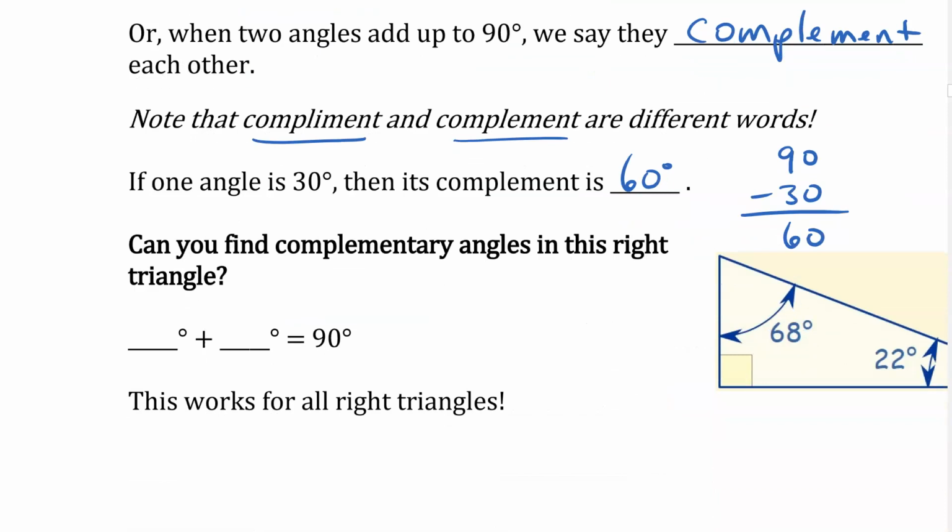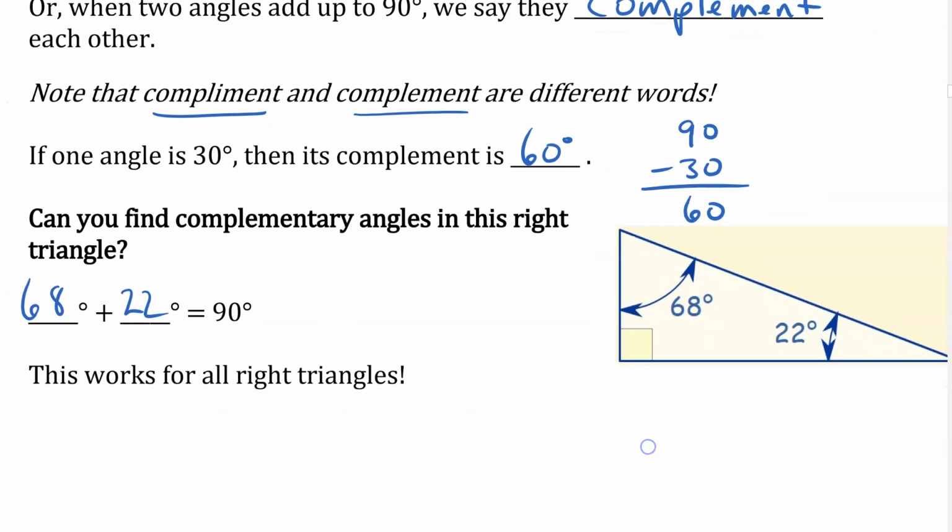Here's an example. 68 plus 22 degrees is equal to 90 degrees. So in a triangle, here's the thing, this one is 90 degrees. And then the other two, I'll put them in red. The other two are always going to add up to 90 degrees. Why is that? Because all three angles together have to add up to 180. And so in this case, I could say 90 plus 68 plus 22, they're going to add up to 180.